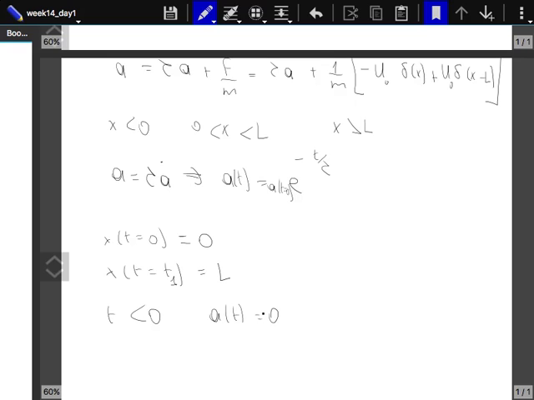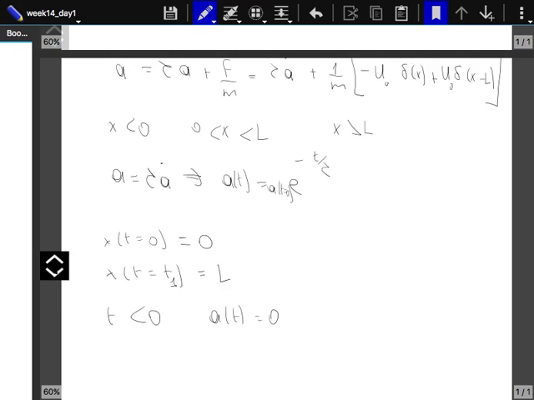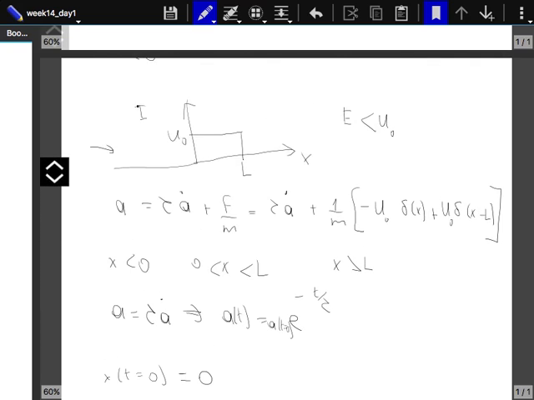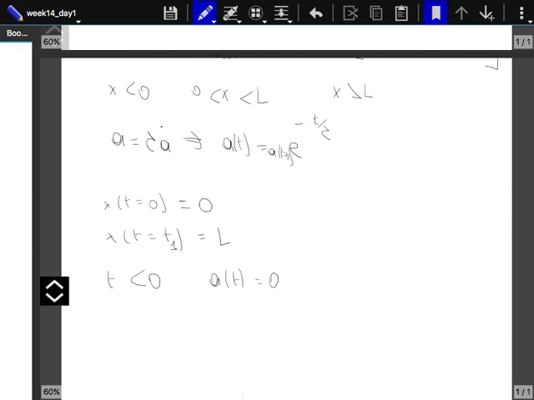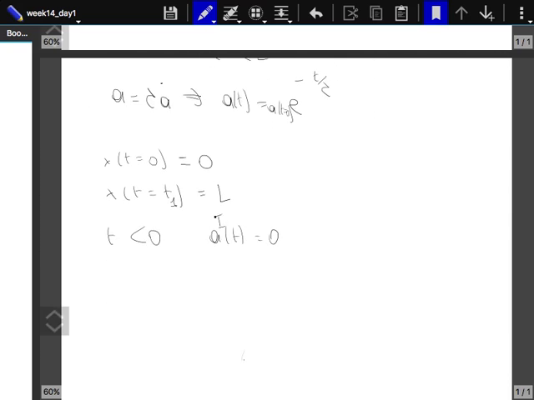Then it reaches this barrier. In this barrier, there will be forces, and hence there will be acceleration. So let me label those regions. This is region 1. This is region 2. This is region 3. At the time t less than 0, it is in region 1, and the acceleration in region 1 is always 0. Now, for t between 0 and t1, the acceleration will be A of t equal to A at t equal to 0 times e to the power minus t over tau.